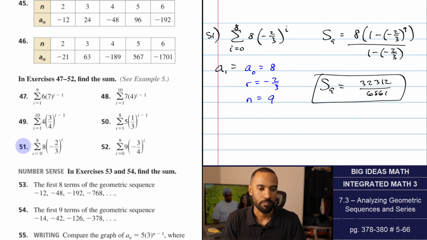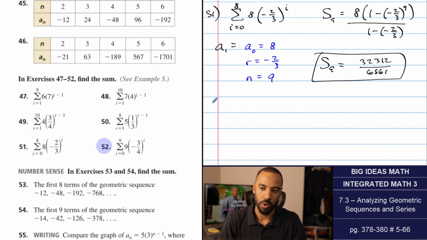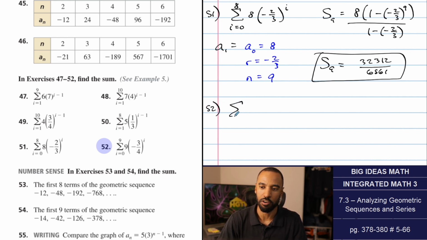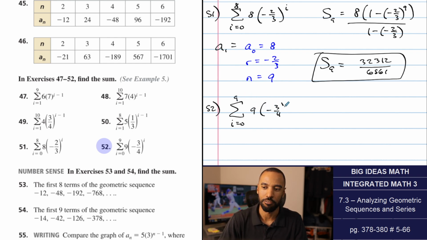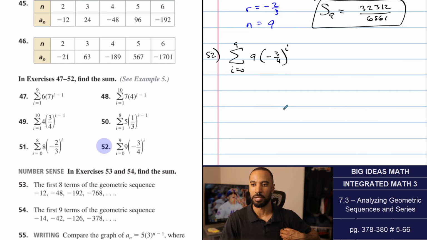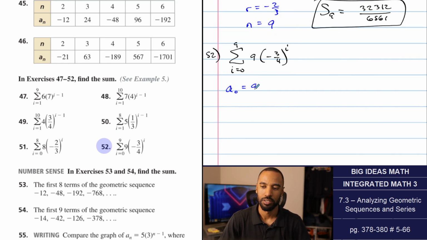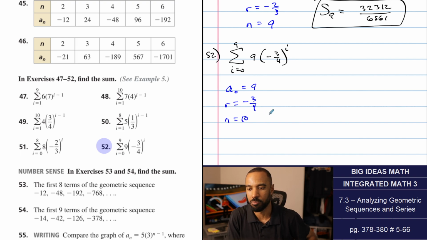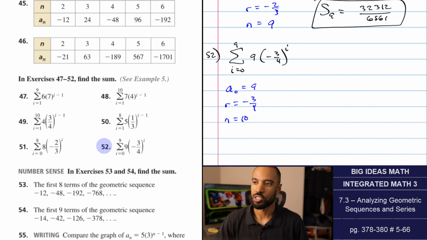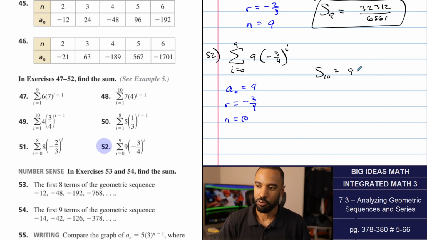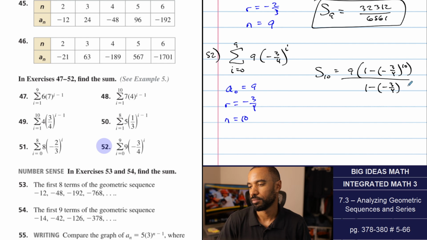Number 52. 52 is like 51. We have to the I power instead of the I minus 1 power, but as a replacement for that, we start from I equals 0 to I equals 9. Therefore, we have 10 terms, and your first term is that one that's fronting right here. It is 9. But your first term being a sub 0, which is fine. Common ratio is negative 3/4. There are 10 terms. From 0 to 9, 0 counts as one of them. So the sum of your 10 terms, you take your first term, multiply by 1 minus the common ratio, raised to the 10th power, over 1 minus the common ratio.